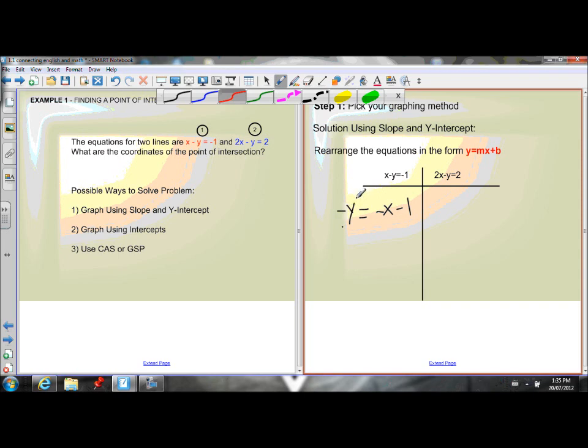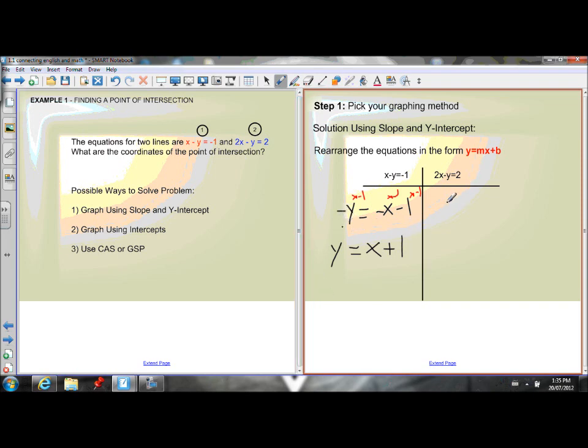So multiply everything here by -1, times -1, times -1, times -1, okay? Multiply everything by -1 to keep it equivalent, and what that'll do is just change the sign of every term. So I'll get y equals x plus 1. Okay, so there's my first equation in y equals mx plus b form.